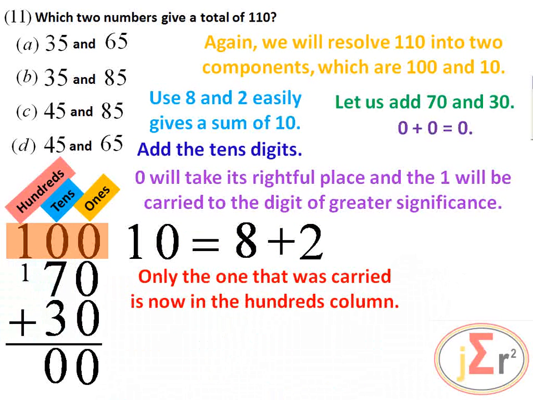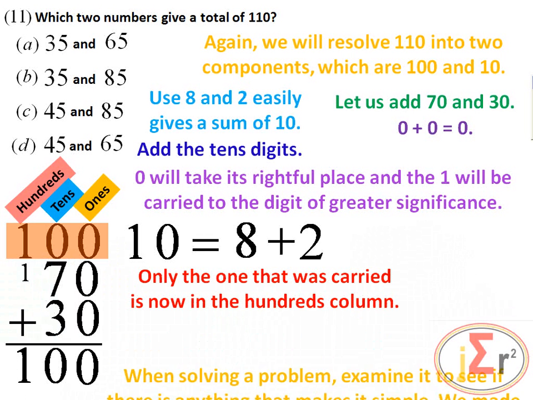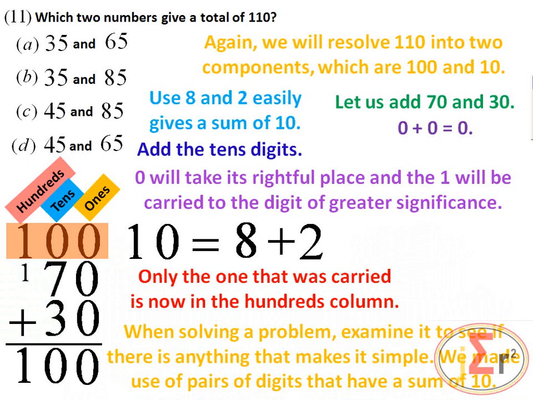Only the one that was carried is now in the hundreds column, so we will cause it to take its rightful place. When solving a problem, examine it to see if there is anything that makes it simple. We make use of pairs of digits that have a sum of 10, right? So if we can see quite easily something that makes the problem simple, then we may use it. And in this particular case, we saw that the digits will have a sum of 10, and that makes it simple for us.